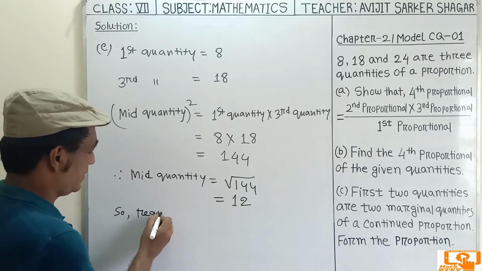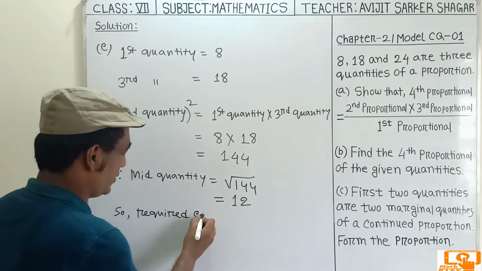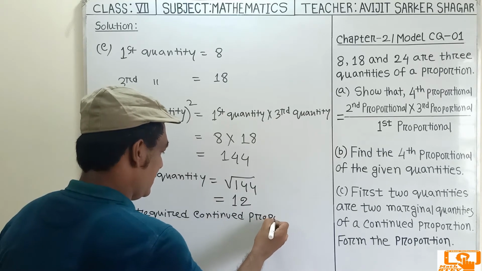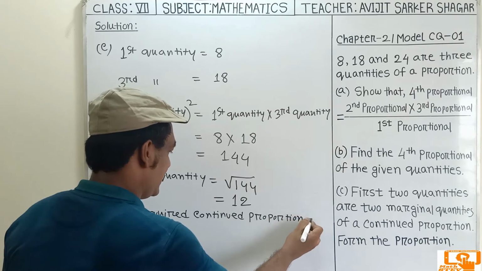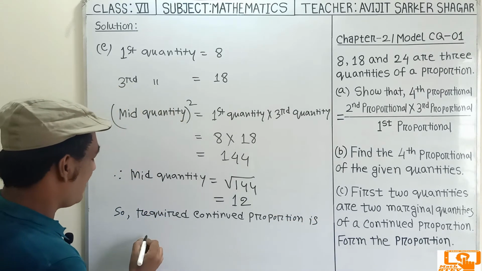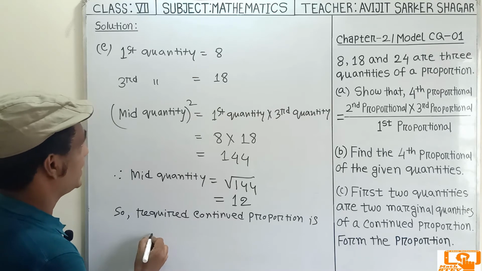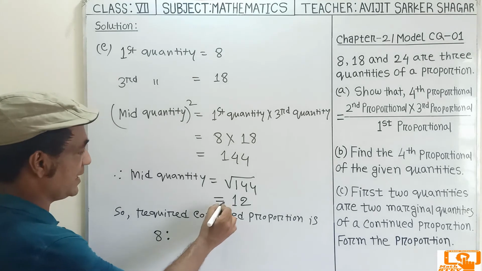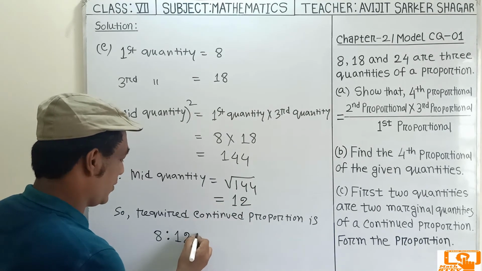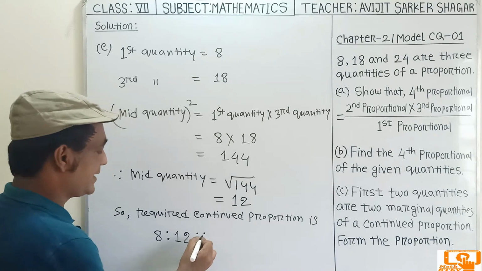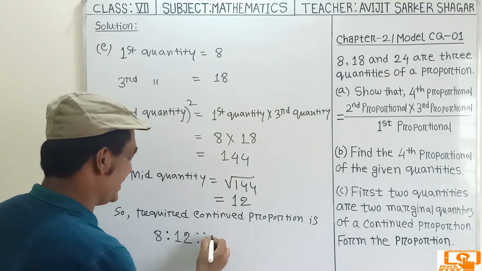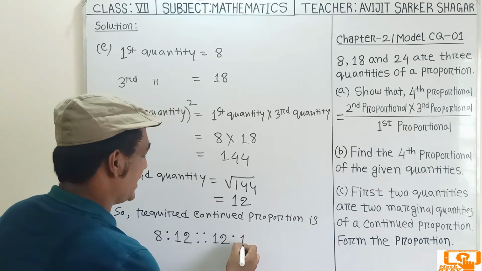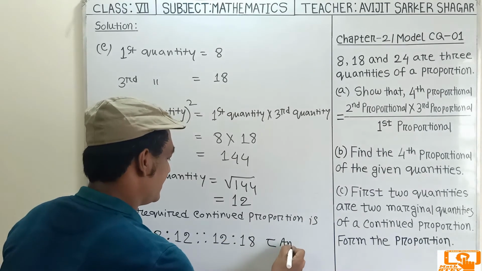Okay, so the required continued proportion is, what is the required continued proportion? First quantity ratio second quantity, that means first quantity 8 ratio second quantity, that means mid quantity 12, proportion symbol, second quantity ratio third quantity, that means mid quantity 12 ratio third quantity 18. This is the answer.